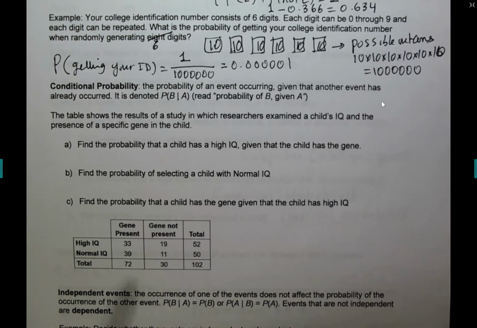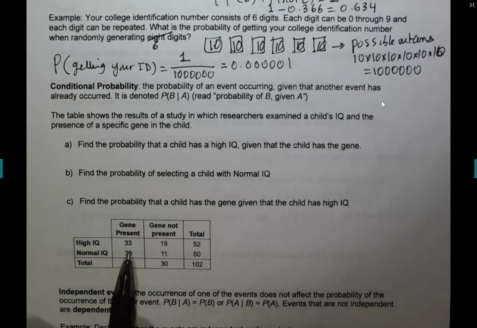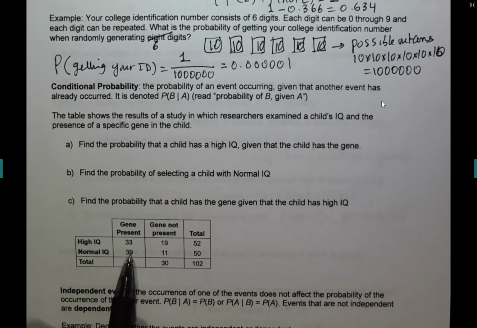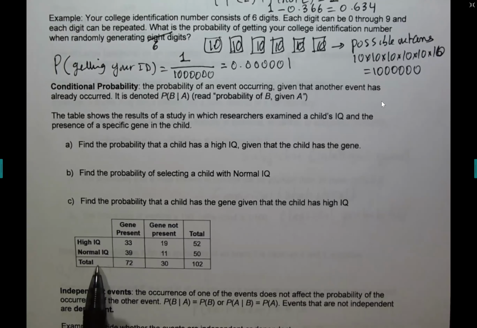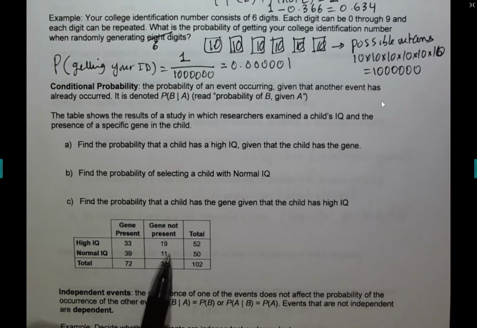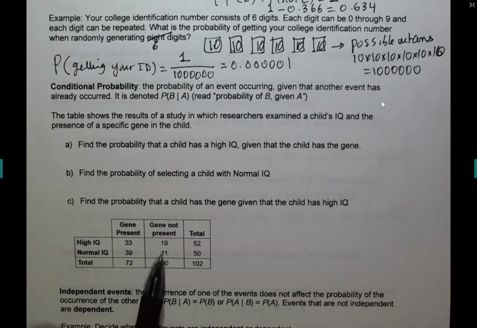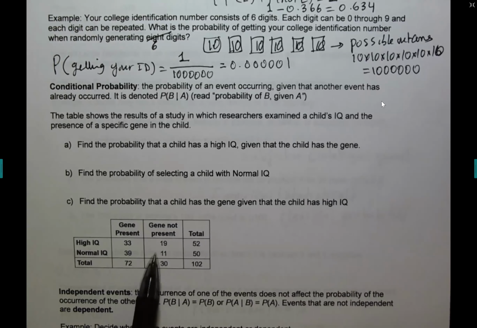Okay, can someone tell me what 39 means here? You need to understand the table in order to answer the question. 39 children have that gene, the normal IQ. Just the normal IQ, that gene present. The gene present, and the normal IQ, exactly. What about number 11? What does it mean? There are 11 children who have the normal IQ and don't have the gene present.